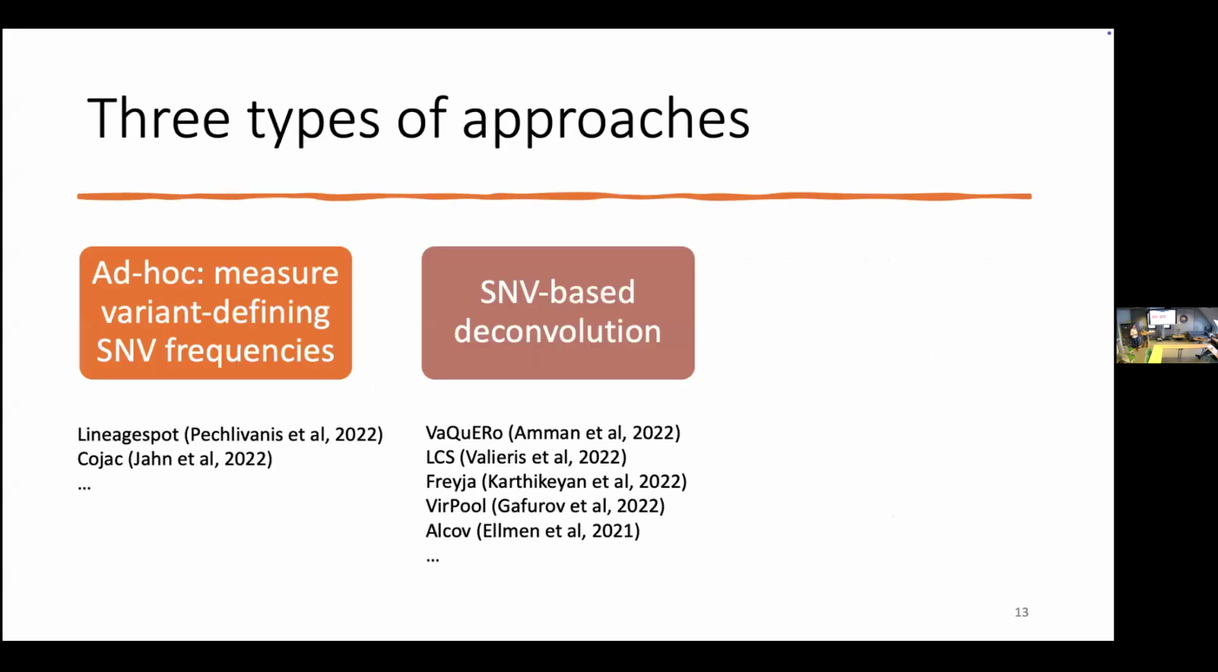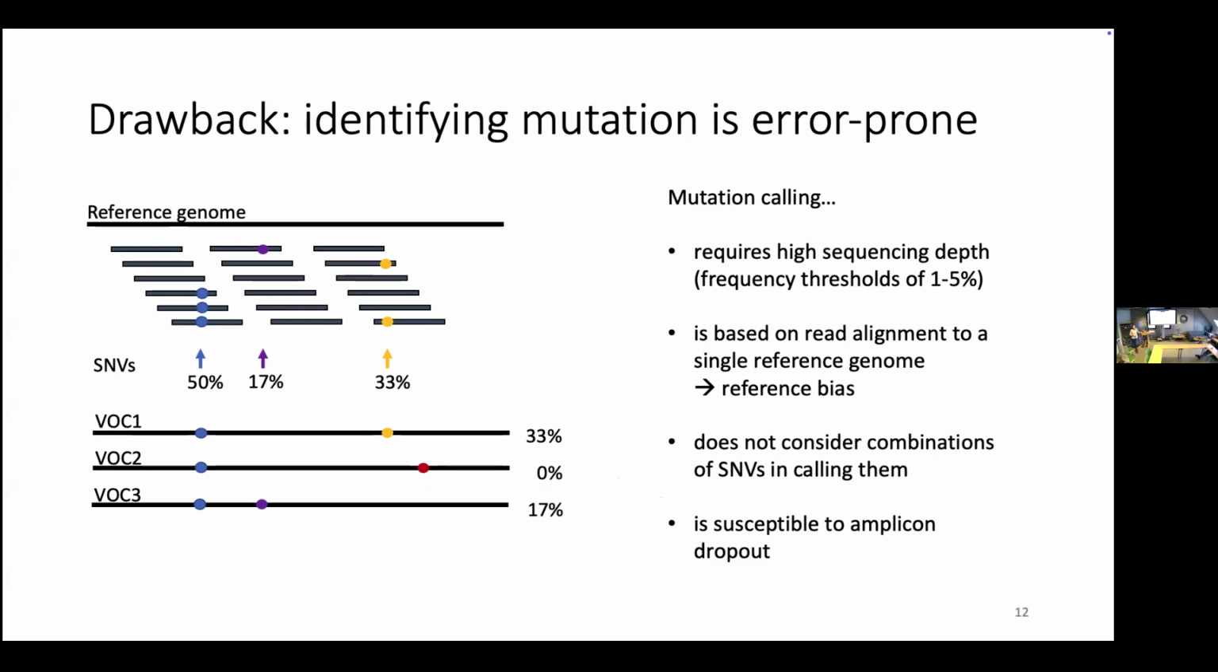Can I ask something? Yes. This point here, that you don't use the combination of SNPs. Is that a problem? Do these SNPs often occur in the same kind of read, or if they're further apart in the genome, of course, then it becomes independent anyway.